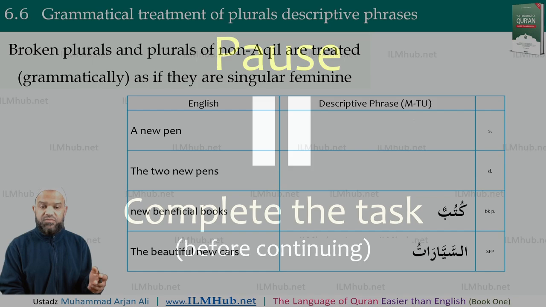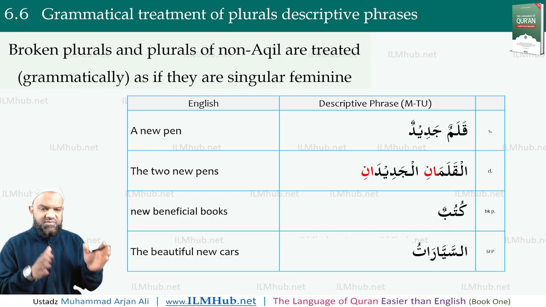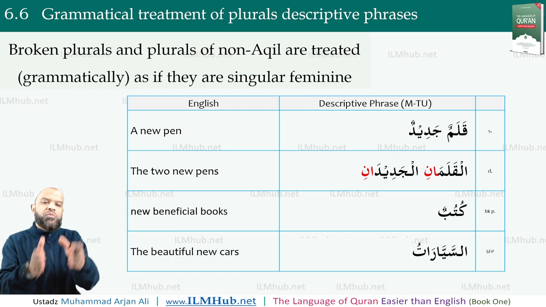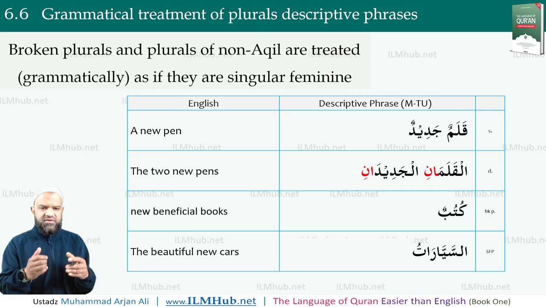Alhamdulillah, I hope you've done the exercise and you can see now what is going on with the first one. Qalamun jadidun should be very easy for you, a new pen. The two new pens will be al-qalamani al-jadidani. Remember, the four properties need to match. The description is going to copy the four properties of the noun being described, and the noun being described comes first. Definite has to be definite. Dual has to be dual. Masculine, etc. And also the i'rab, rafa. No questions asked.